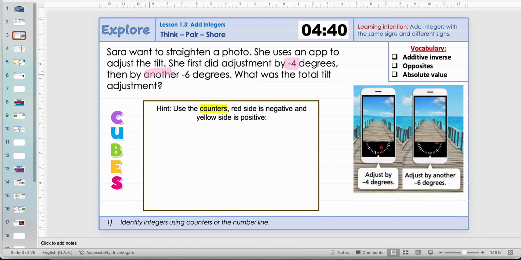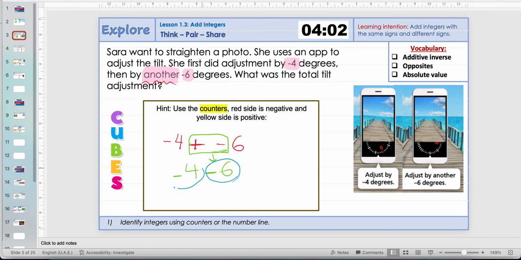Then another -6 degrees. So basically I can write my expression as follows. First she did -4. Another means also add to it -6. Now to solve it again, we have 3 steps. First, check if you have two signs. I do have. Combine them. Negative with positive will give me negative. Rewrite your problem.